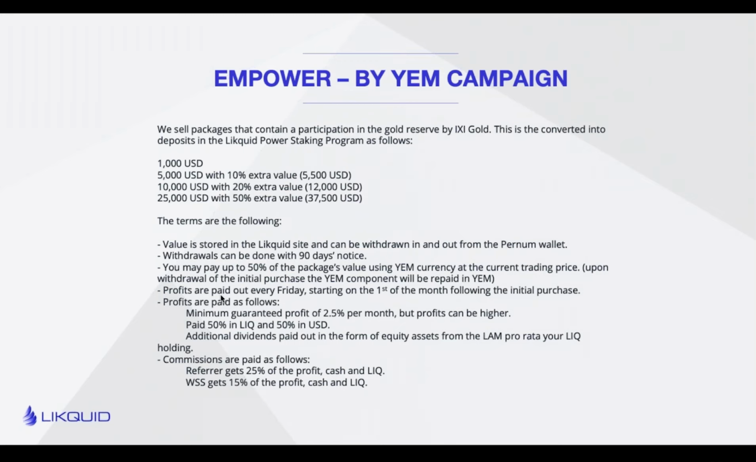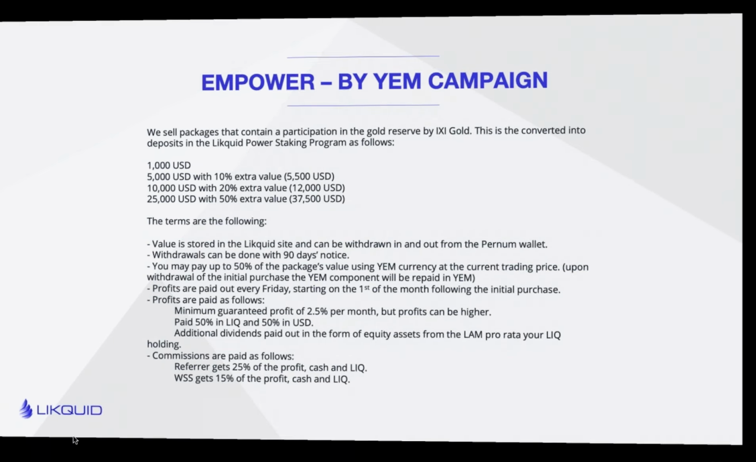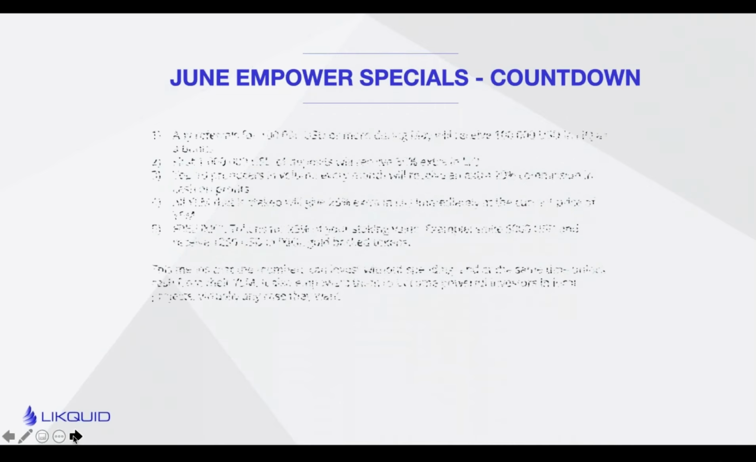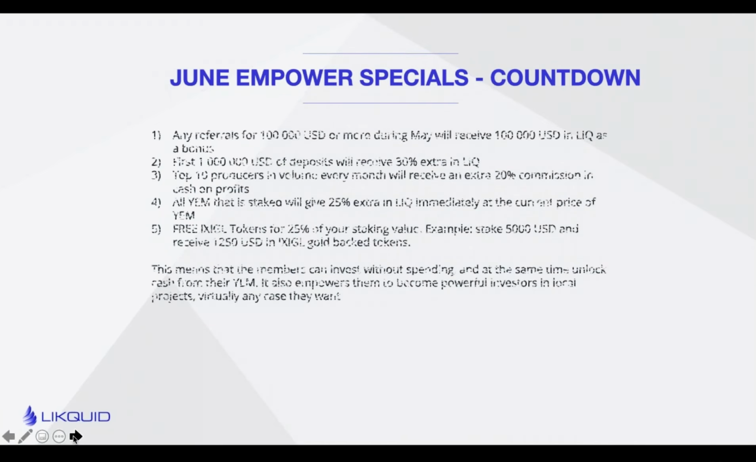As you know, we're running this special campaign, which means that when you deposit 1,000 up to 25,000 in packages, you get extra trading power. In addition to that, we have the special campaign that is going throughout June, which is very, very strong. As you know, referrals, if you refer $100,000 or more, you have the same amount in liquid tokens as well. The first million deposited receives 30% extra. Top 10 producers, and also the staked YEM is generating extra liquid, and also free IXI Gold tokens.